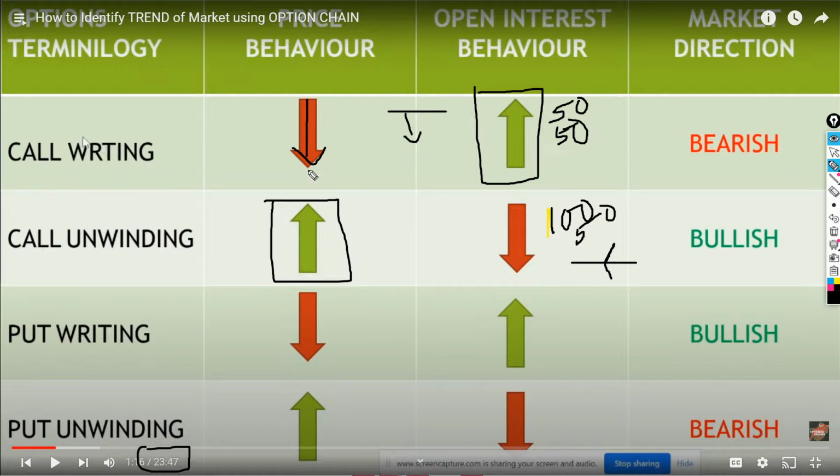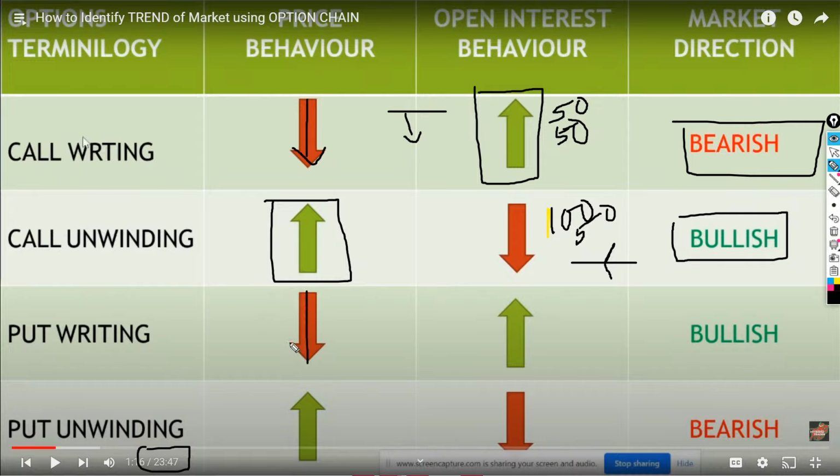Because premiums are coming down and your open interest is going up, the market will be bearish. If premium is going up and at the same time open interest is decreasing, the market is bullish. That's it. As a contrast, if you are selling a put, premiums are coming down and open interest is building up, then you are bullish about the market. Same thing: premiums going up and open interest decreasing means you're bearish.